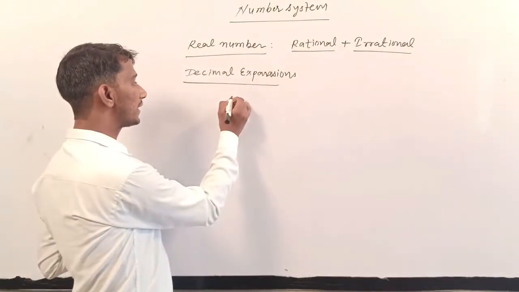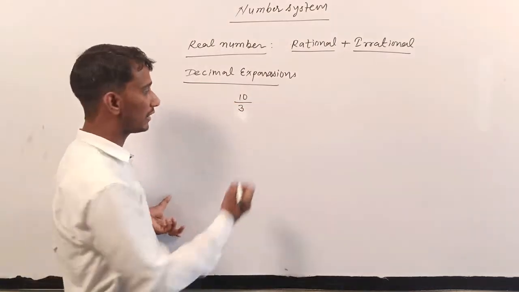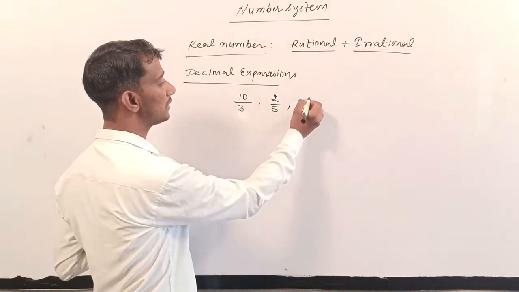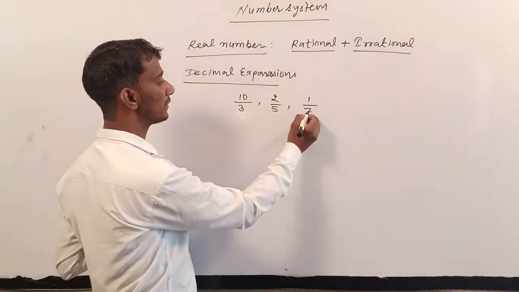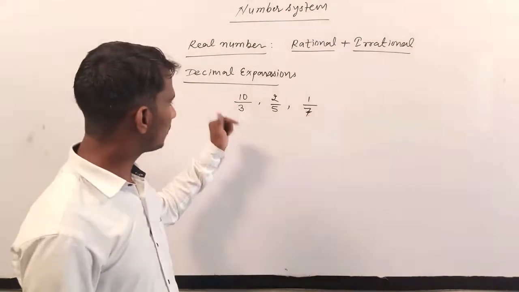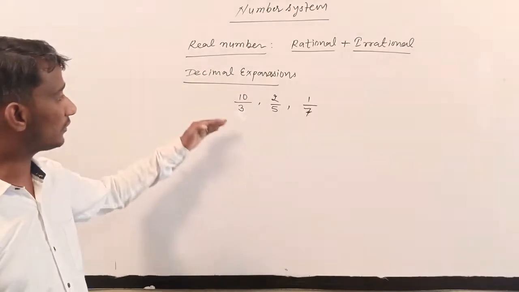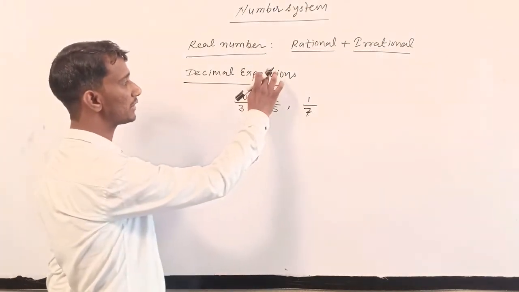Suppose we take the number 10 upon 3. Second, 2 upon 5. Third, 1 upon 7. I am taking three examples: 10 upon 3, 2 upon 5, 1 upon 7. So dear students, what is the decimal form, the decimal extension, of these?